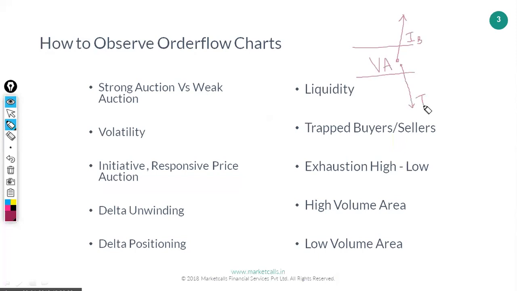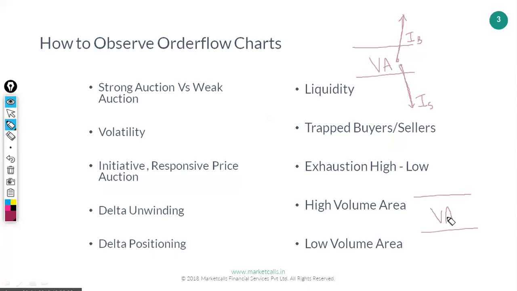But that is too theoretical. That's why I tend to avoid those terminologies. But it's a good to know concept. So initiative buying is when, within the value area, they're pushing the price up. Within the value area, if they're pushing it down, they call it initiative selling. Whereas when it comes to responsive buying or responsive selling, say this is my value area. Assume that this is yesterday's value area.